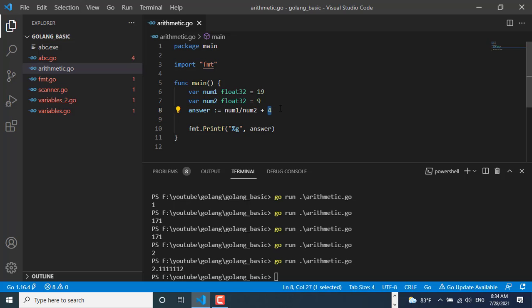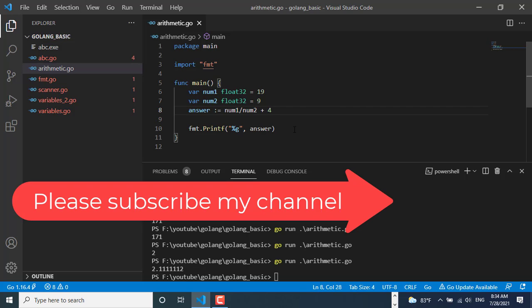BEDMAS is the rule that Go follows when it does the arithmetic operation. I think you will understand about those things.